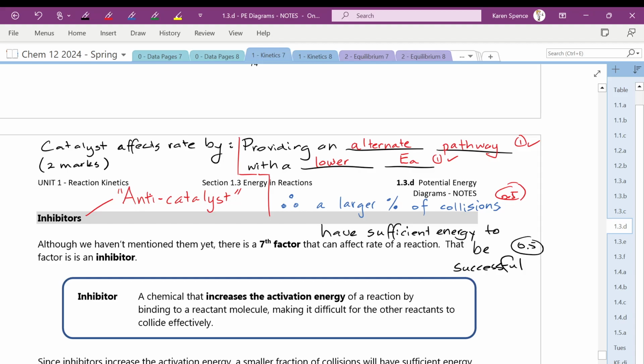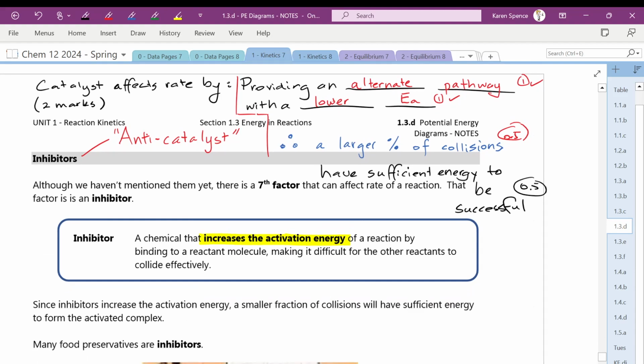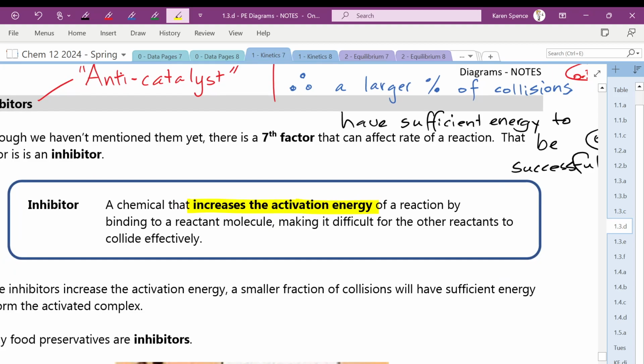And that's it. So an inhibitor increases the activation energy, usually by binding to a reactant molecule, making it difficult for the reactants to collide effectively. I'm going to put a fix there.